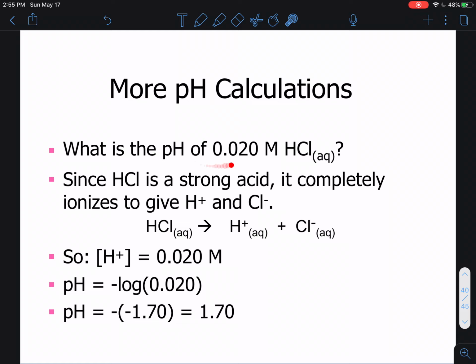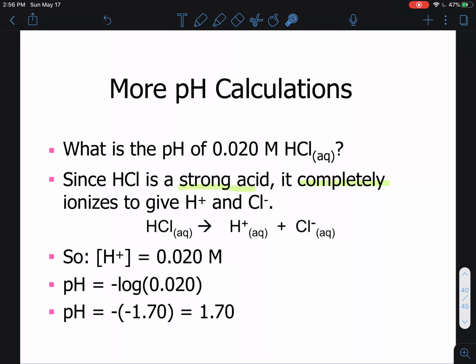So what is the pH of a hydrochloric acid solution that is 0.020 molarity? Since we know that HCl is a strong acid, it completely dissociates, completely ionizes to give H plus and Cl minus, okay? Because it's a strong acid, because it dissociates completely, we can use the pH calculation that I just went over.